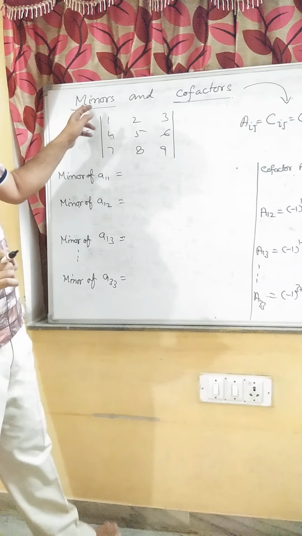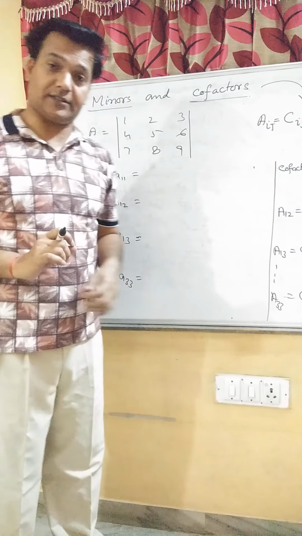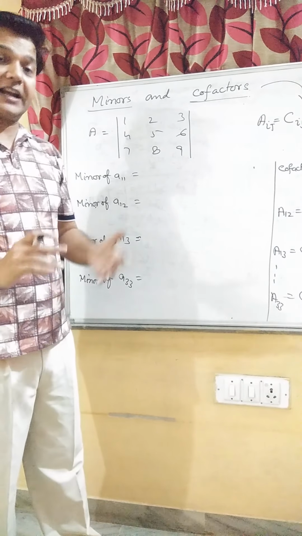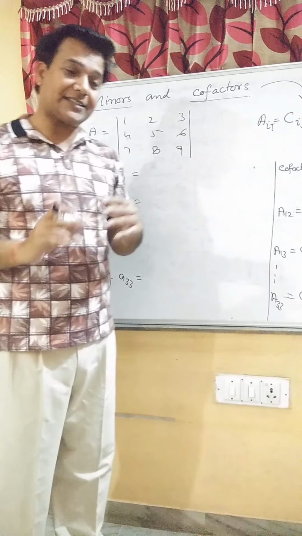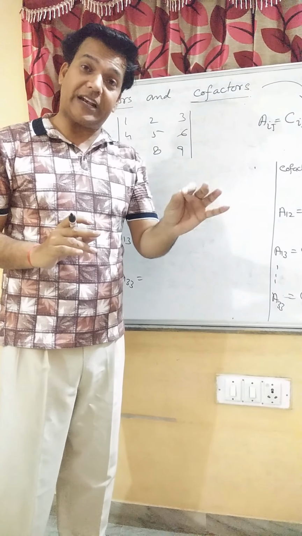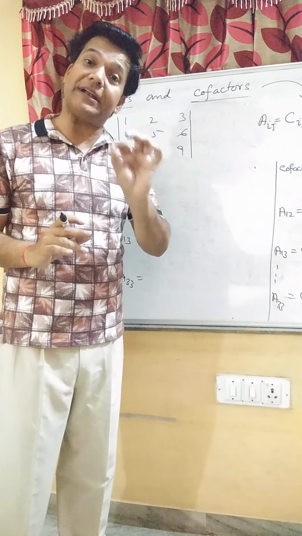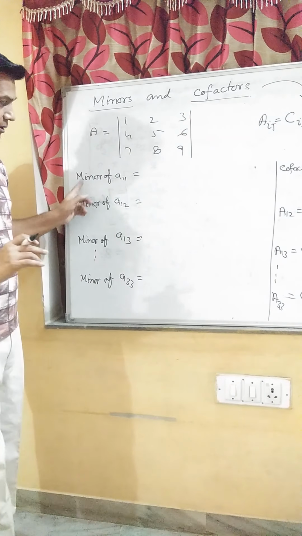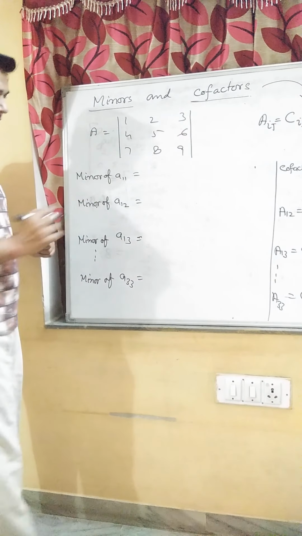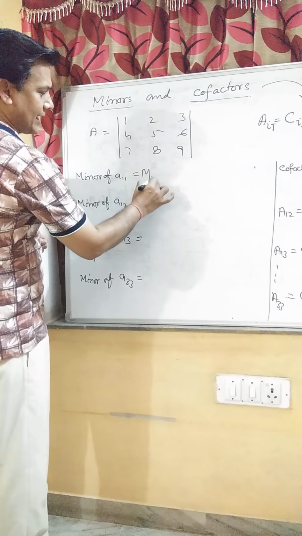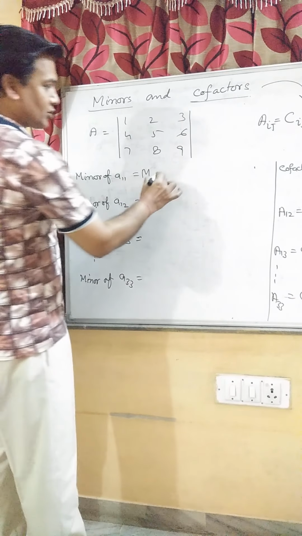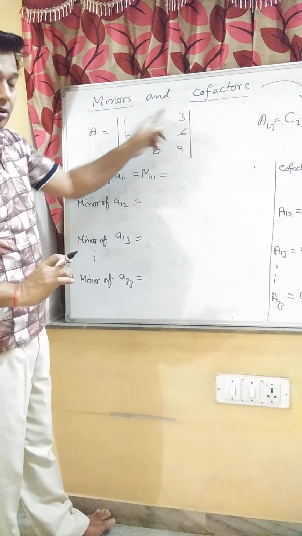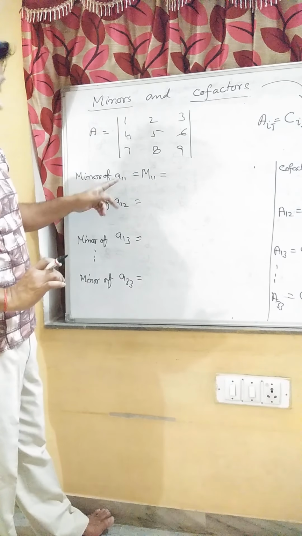Now we are discussing minor and cofactor. If we talk about the minor first, how can we write it? Basically it is called the subdeterminant of an element of a given determinant. Suppose we are going to find the minor of A11, which is represented as M11. Leave the column and row in which this element occurs.